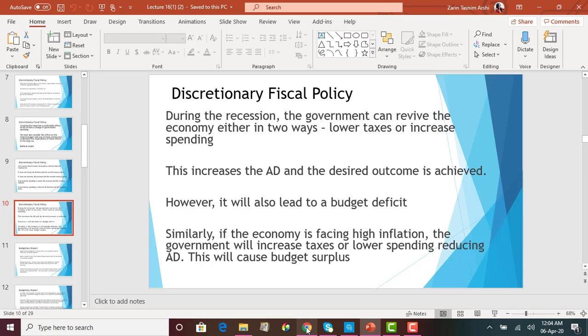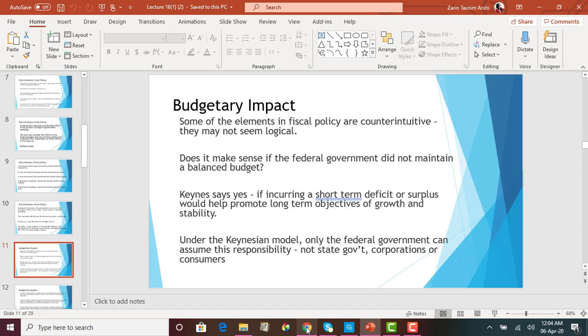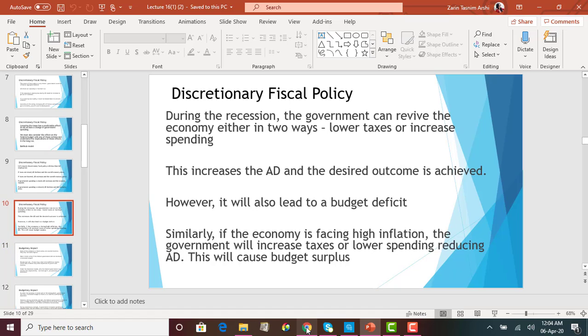No, it again talks about what I just said. During recession, government can revive the economy by lowering taxes or increasing spending, which eventually will increase the aggregate demand. And on the other hand, it also says that if the economy is going through inflation, then government can increase taxes or lower government spending, which will reduce aggregate demand.